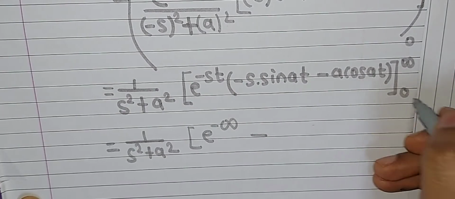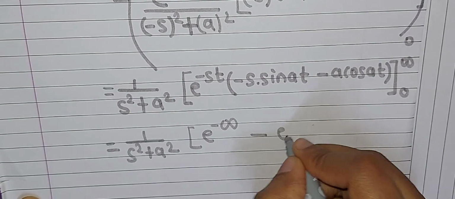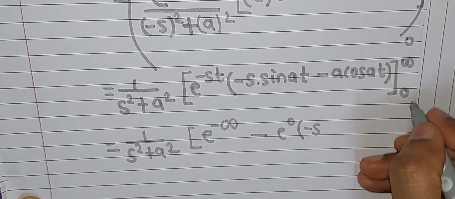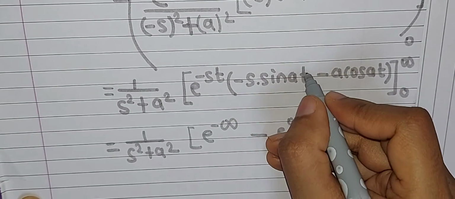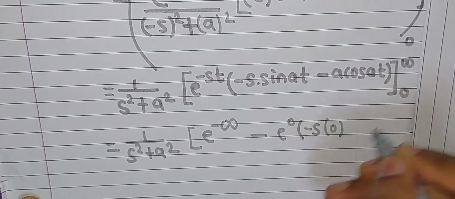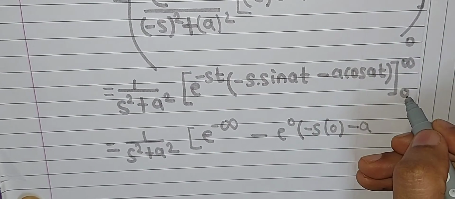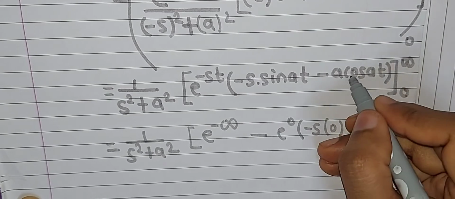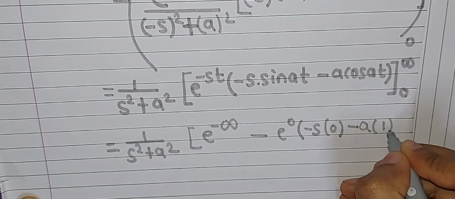Now put the lower limit, that is 0, in place of t: e raised to how much? e raised to 0, into this minus as it is, s sin at, that is sin, put 0 in place of t, that is sin 0, and sin 0 is equal to how much? 0, so minus s into 0, and similarly put 0 in place of t in the cos term, that is cos 0 is equal to how much? 1, that is cos 0 is 1, into a, that is a.